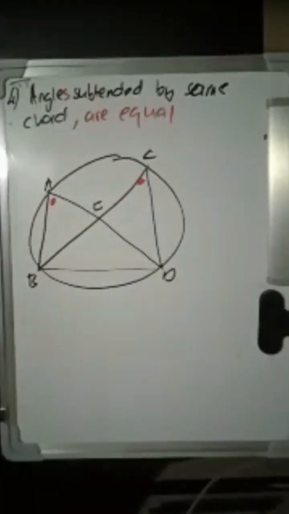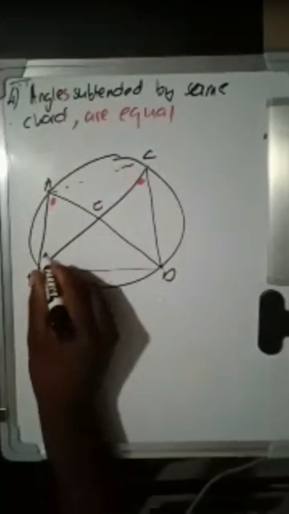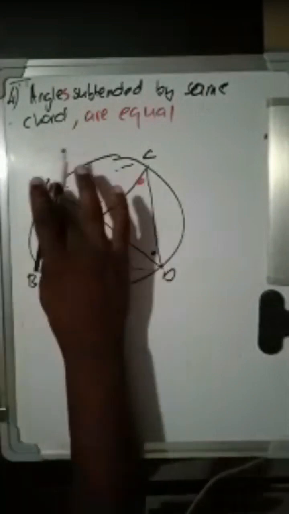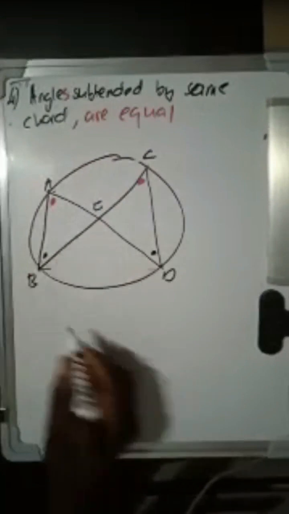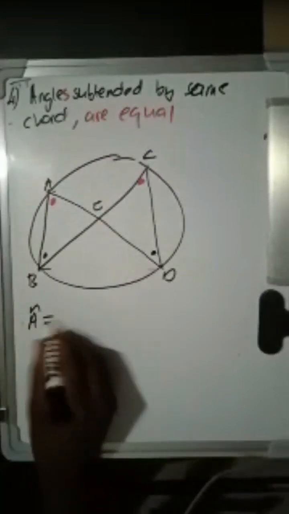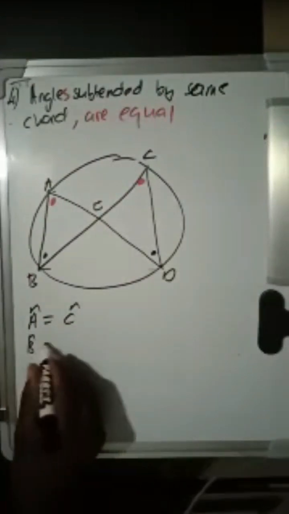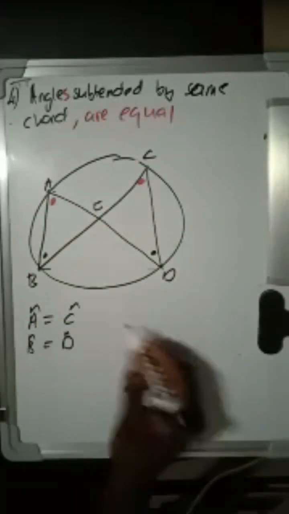And if we come down, there's another chord there at the back, which is that one. See that one and that one are equal. They are supported by the same what? By the same chord there. So we can conclude to say, right, angle A there is equal to angle C, and also angle B is equal to angle D. There are two reasons that we can use there.